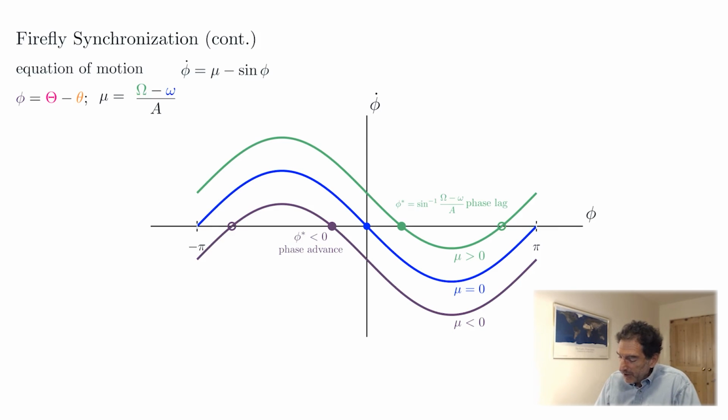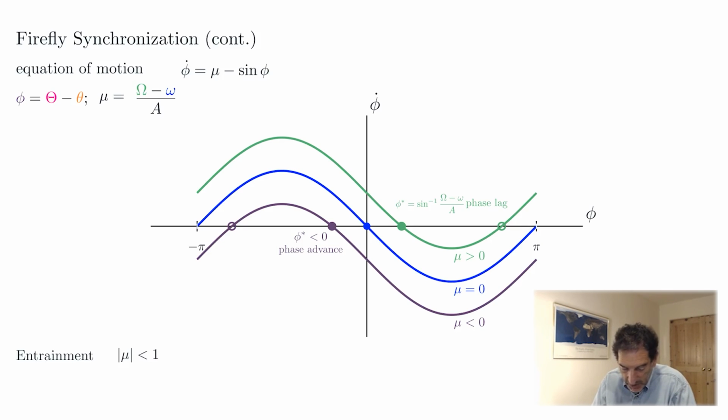And clearly, this feature where there is either a phase advance or a phase lag occurs as long as our sine function with this shift intersects the horizontal axis. And so this feature is what's called entrainment, when the single firefly actually does attempt to synchronize with the swarm. And this entrainment clearly occurs only if the absolute value of mu is less than 1. That's the only way that the sine function will go through the horizontal axis.